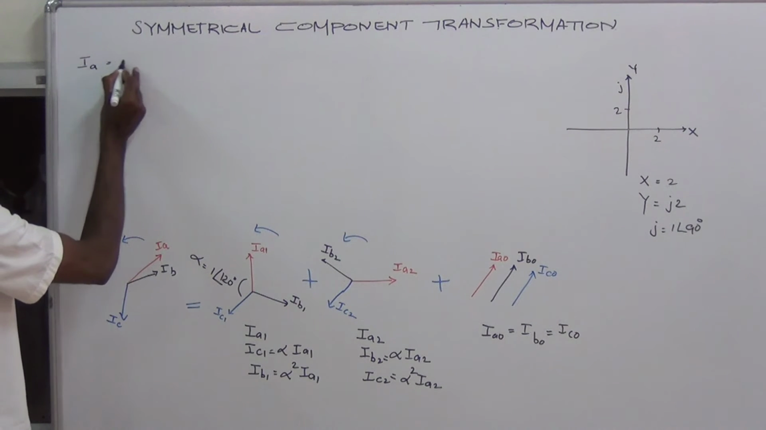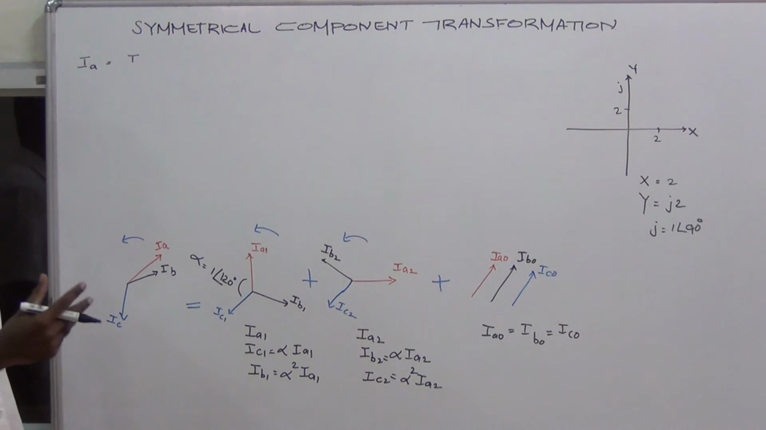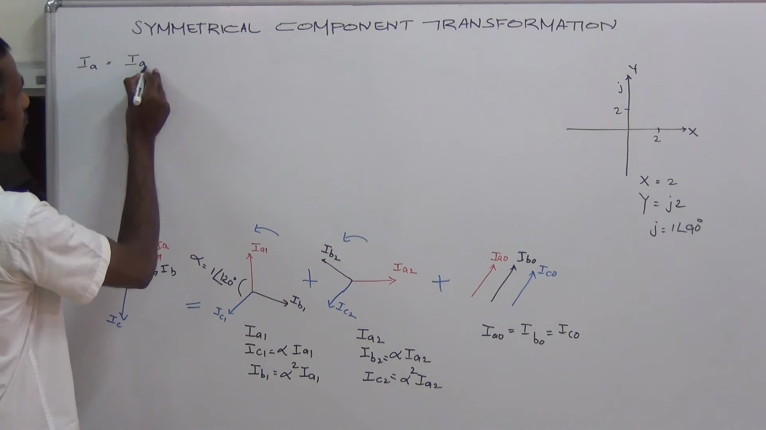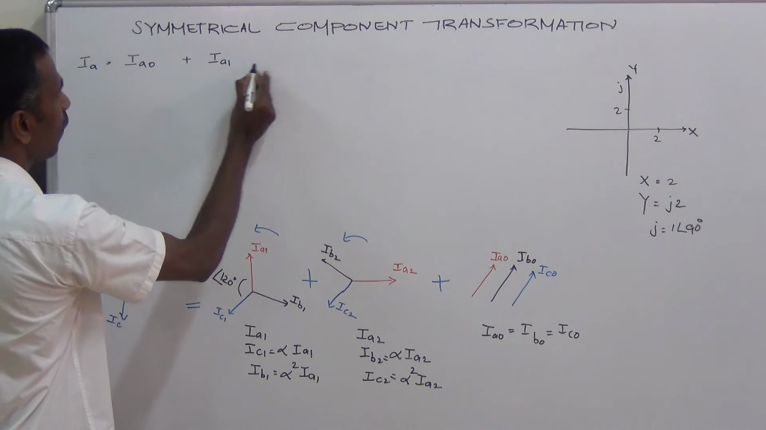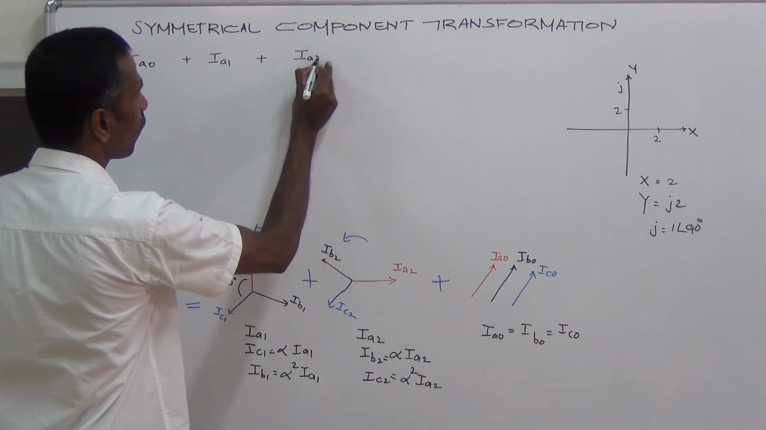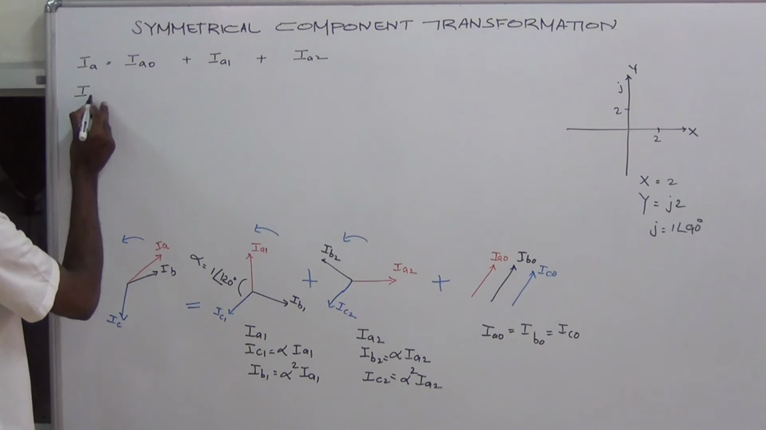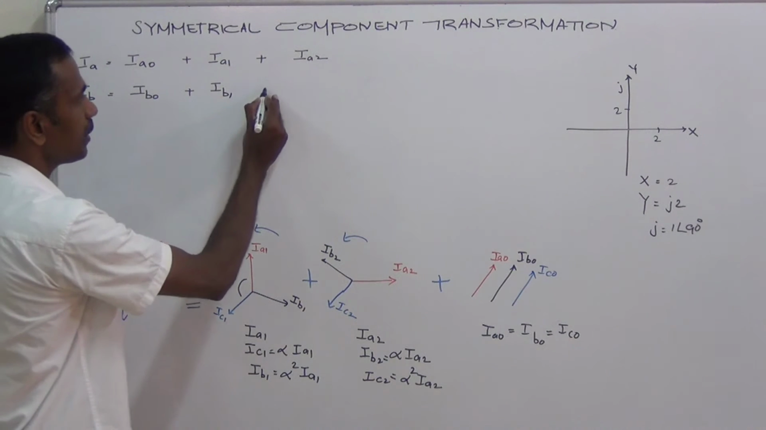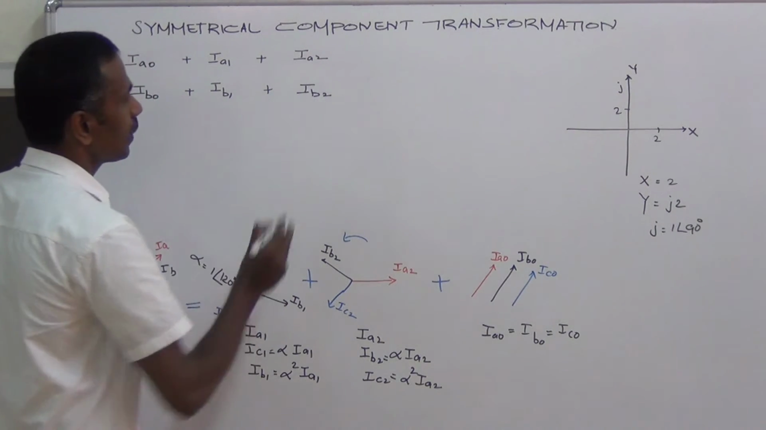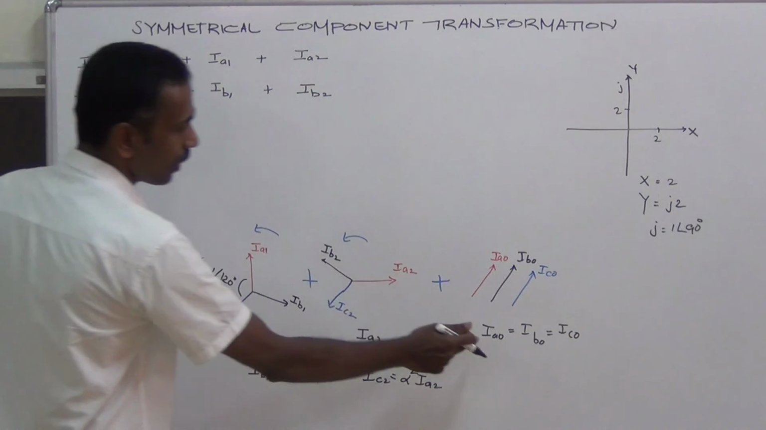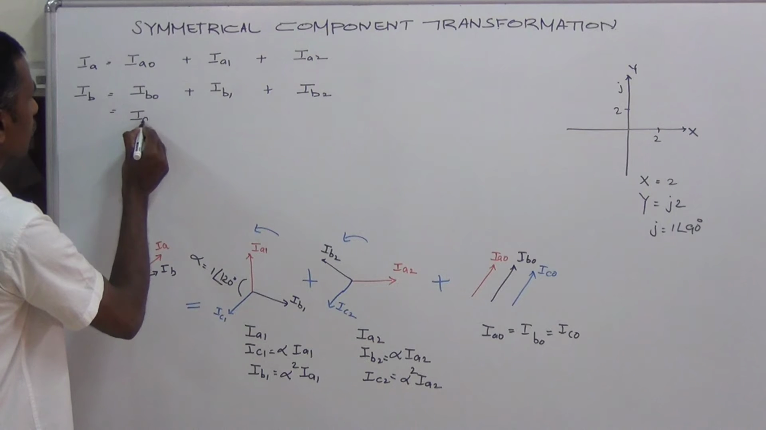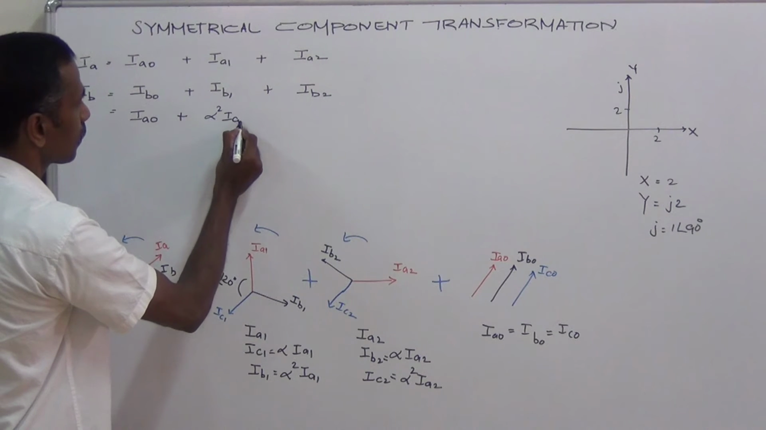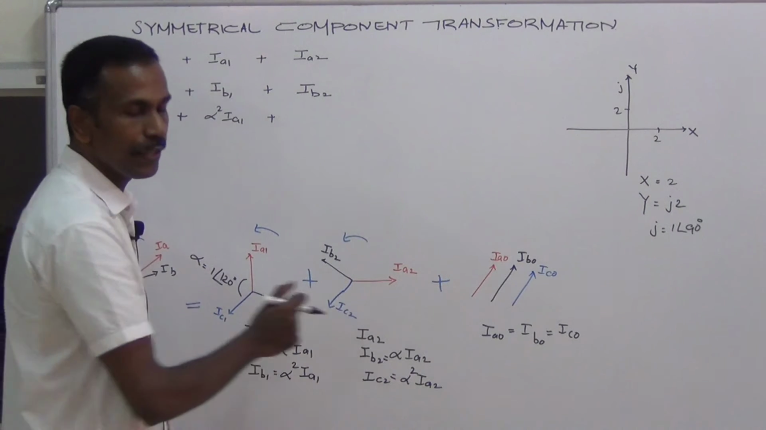Now the unbalanced vectors can be represented as the sum of positive sequence, negative sequence and zero sequence vectors. So IA equals IA0 plus IA1 plus IA2. The second phase current IB equals the zero sequence current plus positive sequence current plus its negative sequence current. IB0 is the same as IA0, IB1 equals alpha square into IA1, plus IB2 equals alpha into IA2.